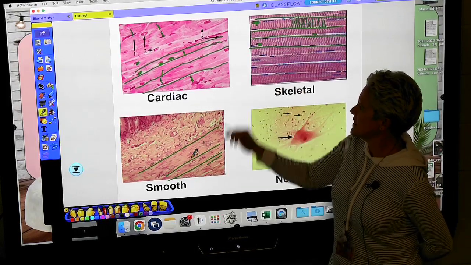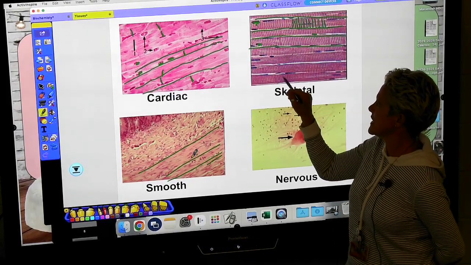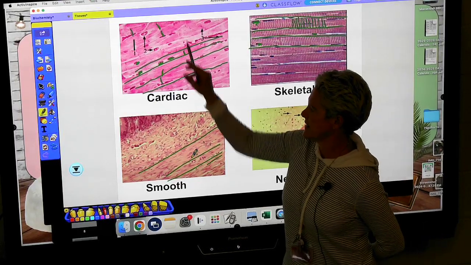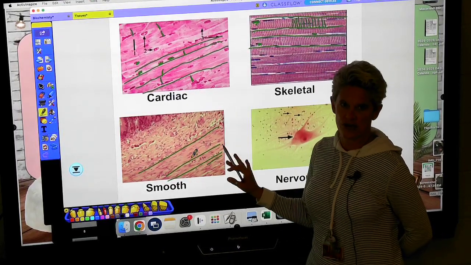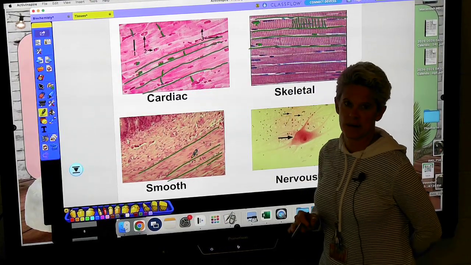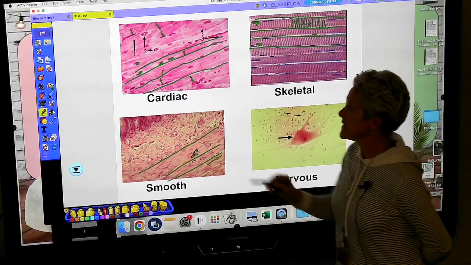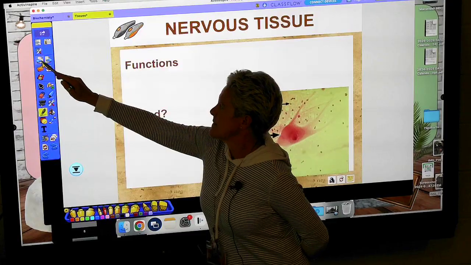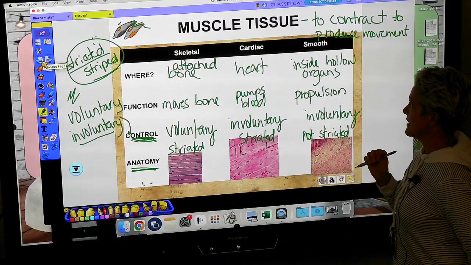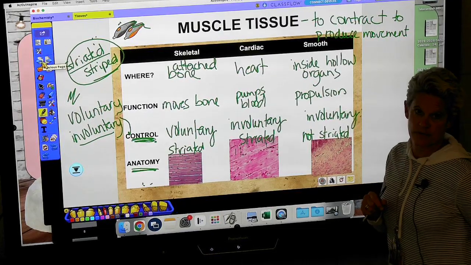So all three of these are muscle. Skeletal, striations, lots of them. Cardiac, striations, but just here and there. And then smooth, no striations. So you are going to have to differentiate between these three types of muscle. So those are our muscle tissues, three types: cardiac, skeletal, and smooth.